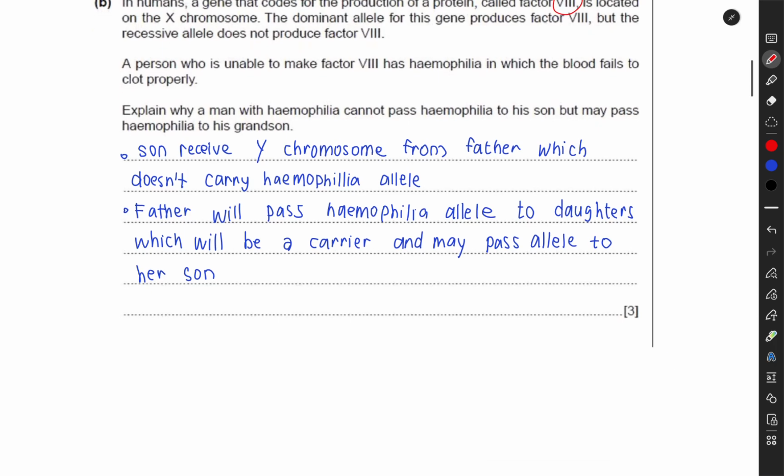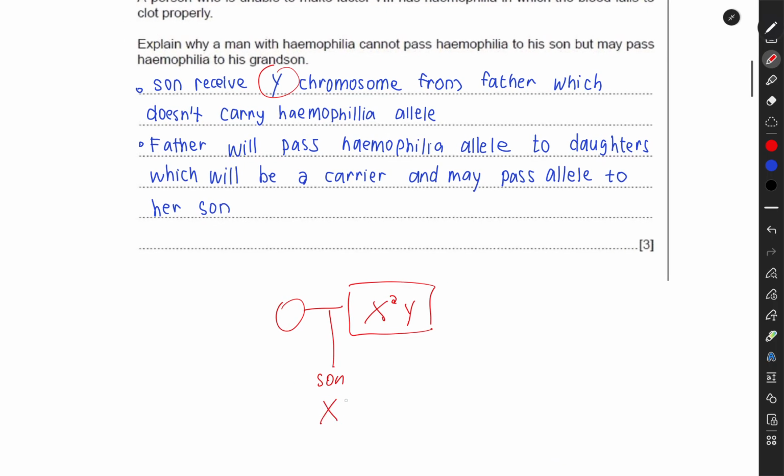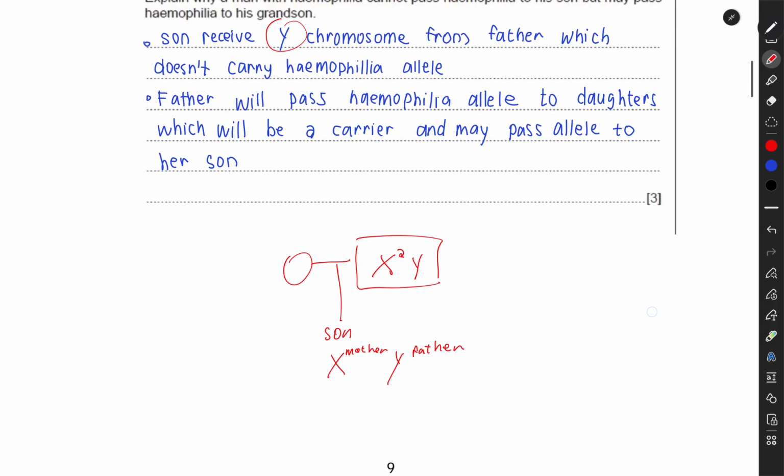Okay, so a son would receive the Y chromosome from his father, which doesn't carry the hemophilia allele. The hemophilia allele is on the X chromosome. For example, this is the dad, and the son will have X from his mother and Y from his father. So this son won't have the hemophilia alleles.